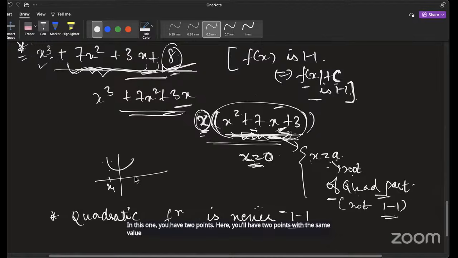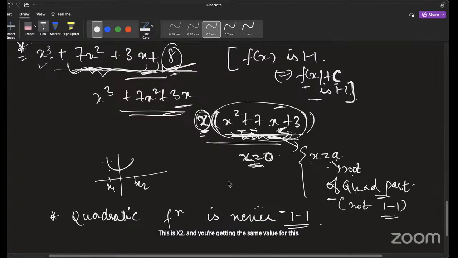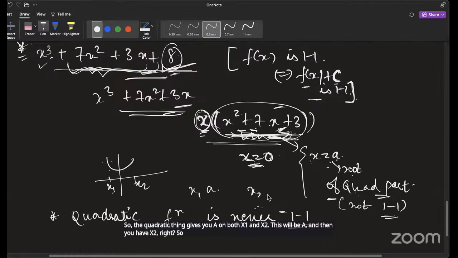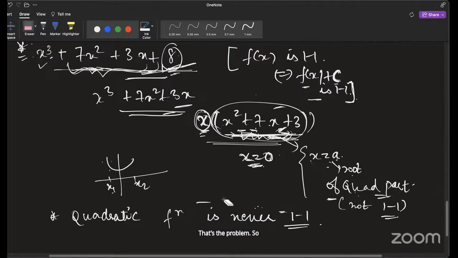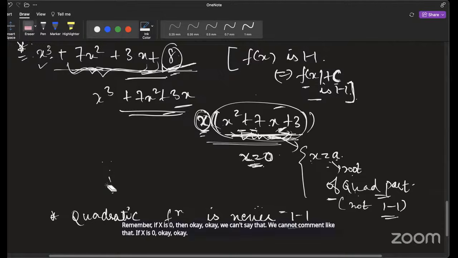Let's say this is x1, this is x2, and you're getting the same value for this. Let's say you're getting a. So the quadratic thing gives you a on both x1 and x2. So this will be x1 a, x2 a. These two can be different. That's the problem. So we can't do it that way. If x is 0, then okay, we can't comment.